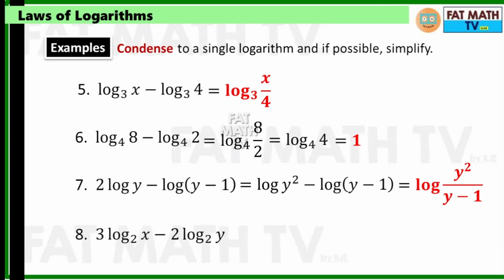And last example, we have 3 logarithm of x to the base 2 minus 2 logarithm of y to the base 2. The first term can be written as logarithm of x cubed. The coefficient 3 can be the exponent here to the base 2 minus, and the coefficient 2 here can be the exponent of y. So logarithm of y squared to the base 2. And the difference of logarithms can be expressed as the logarithm of the quotient. So the answer is logarithm of x cubed over y squared to the base 2.